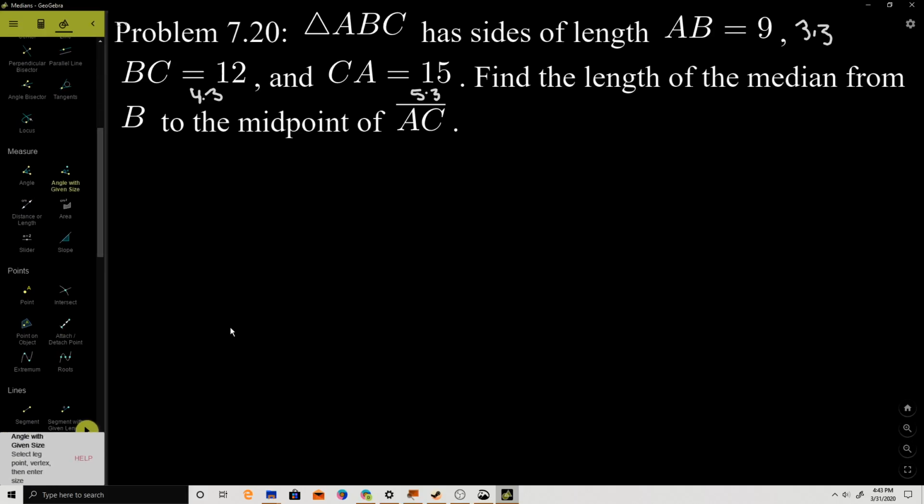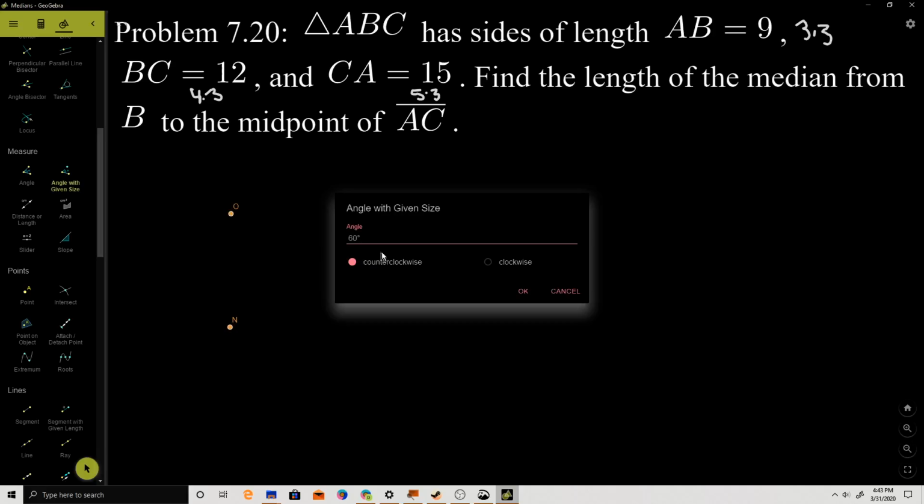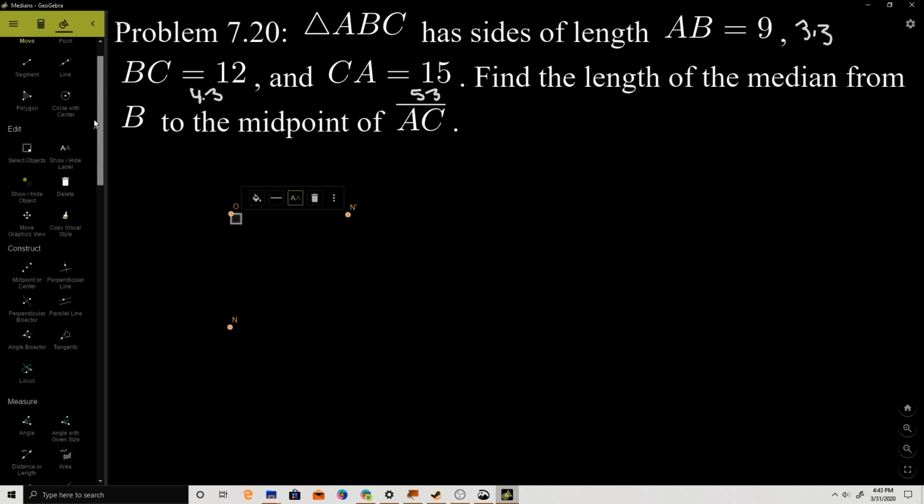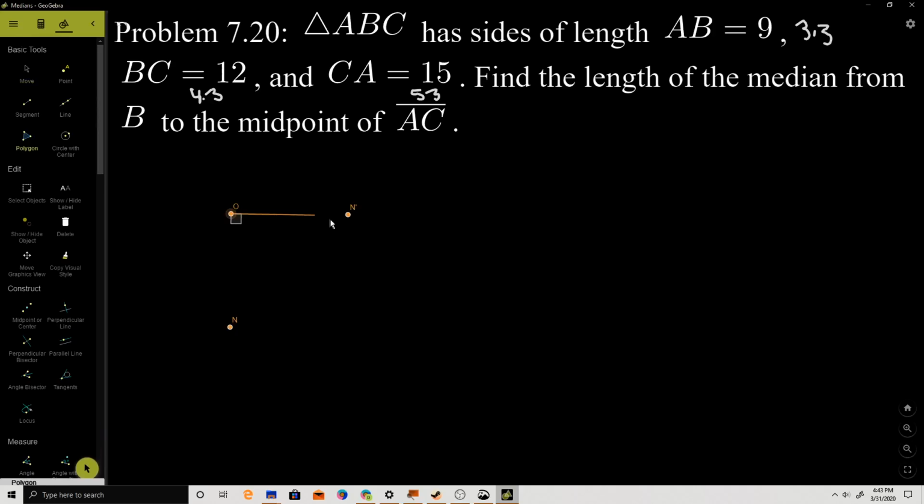So let's make a right triangle with 90 degrees. Whoops. Let's get rid of that label. We don't even need to know that's 90. Let's draw our triangle. Here we go. So we got a nice triangle just like that.